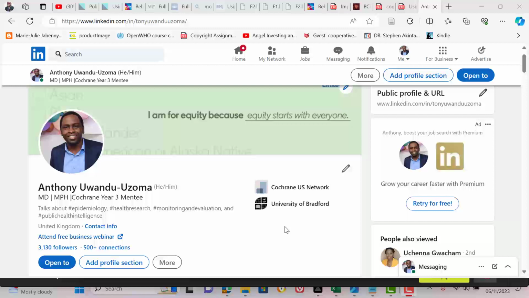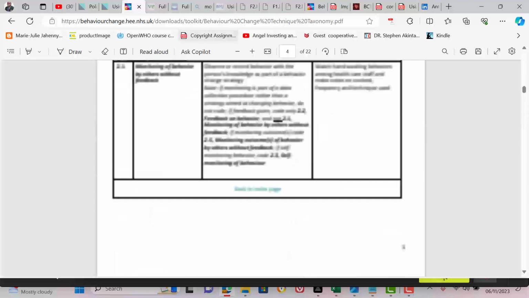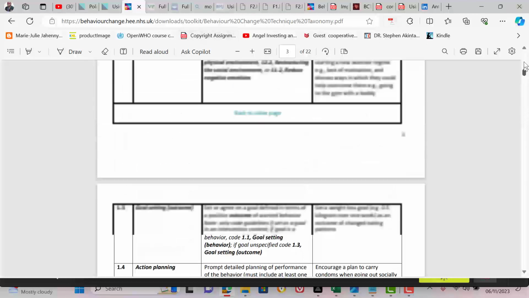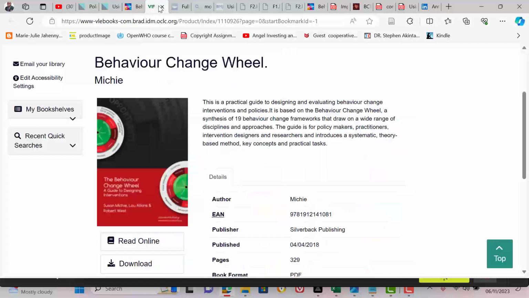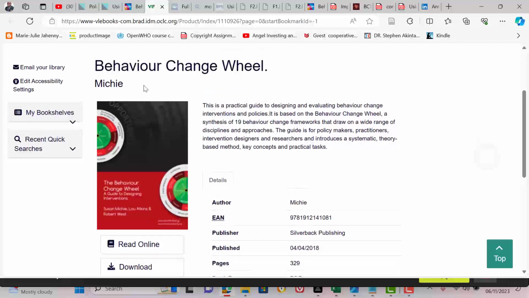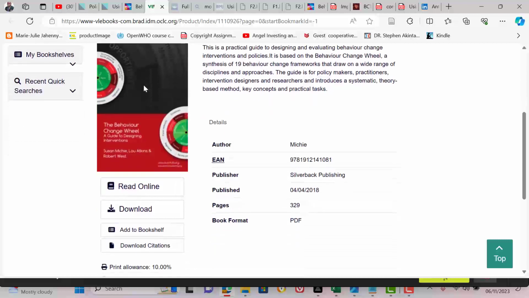So quickly, the reference materials for today's discussion have the behavior change wheel technique taxonomy. Okay, so just type it in Google and then you'll be able to download that. And then you have the Michie et al. publication called the Behavior Change Wheel, a guide to designing interventions. So you really need to read this book. It's very, very important. That is at the core of our discussion today.